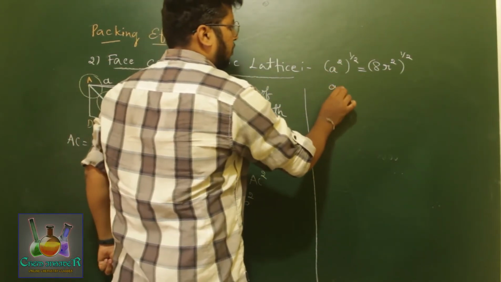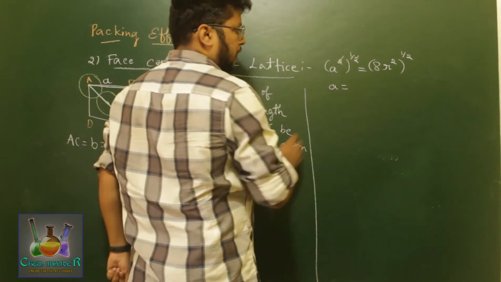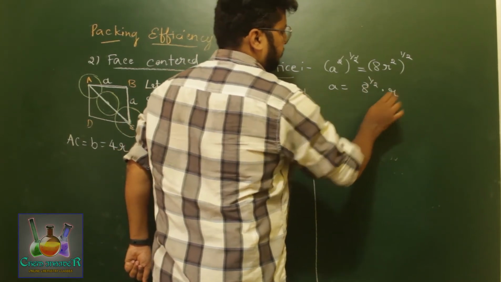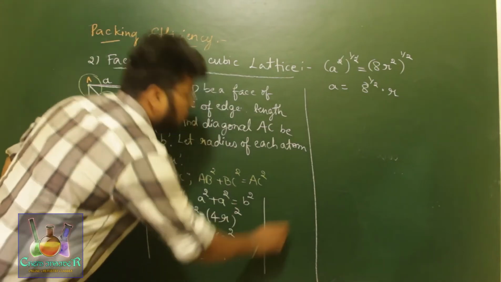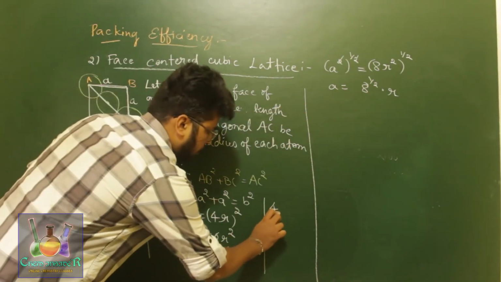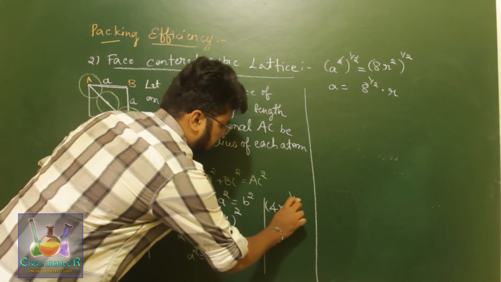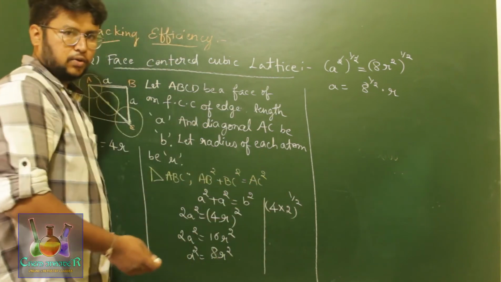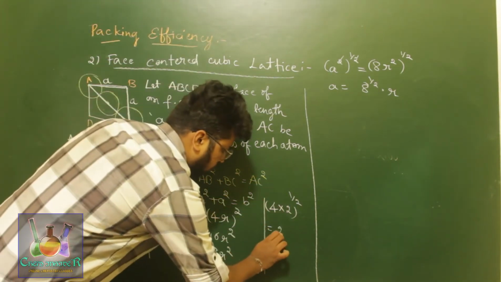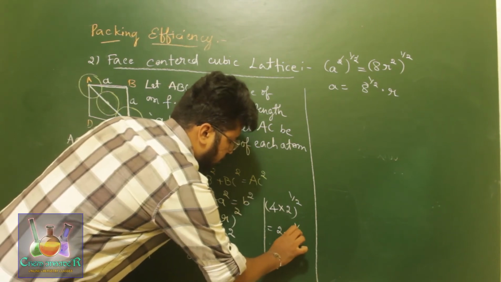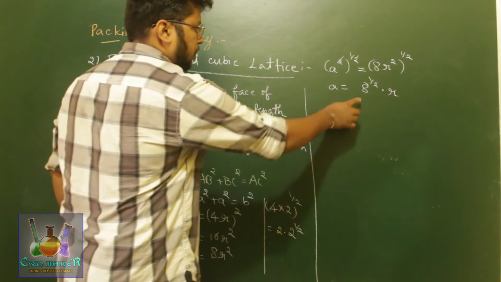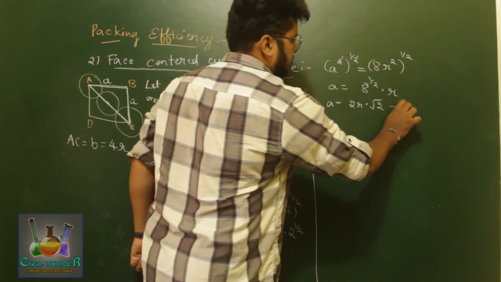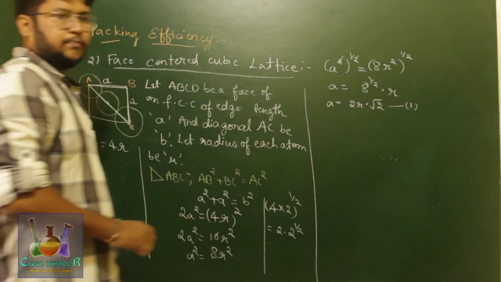So that cancels out the square and the 2, that leaves us a equals 8 to the power 1 by 2 into r. Now we can write 8 to the power 1 by 2 as 4 into 2 to the power 1 by 2, right? 1 by 2 is nothing but the square root. So the square root of 4 is 2, that leaves us 2 into 2 to the power 1 by 2. So substituting that over here, a is equal to 2r into root 2. Let us take this as equation 1.